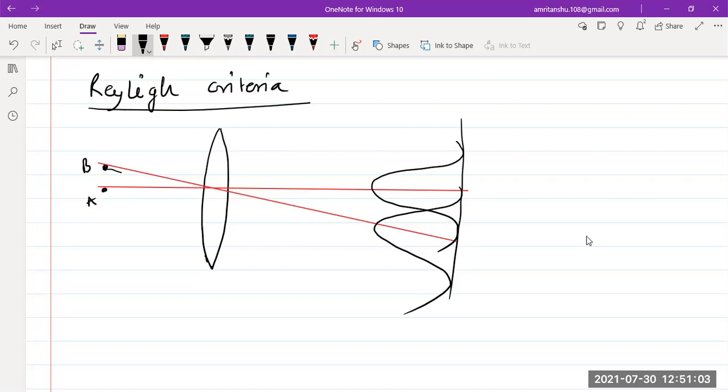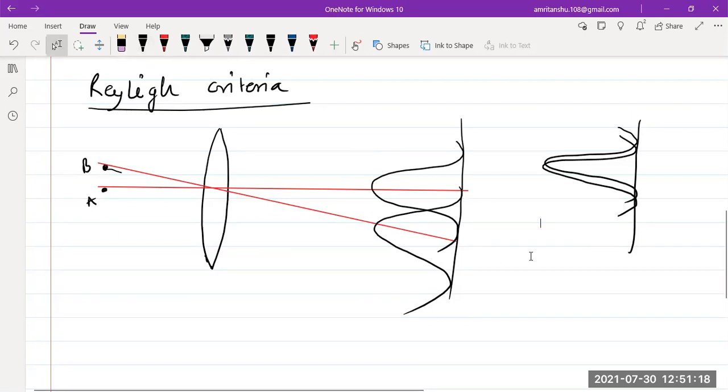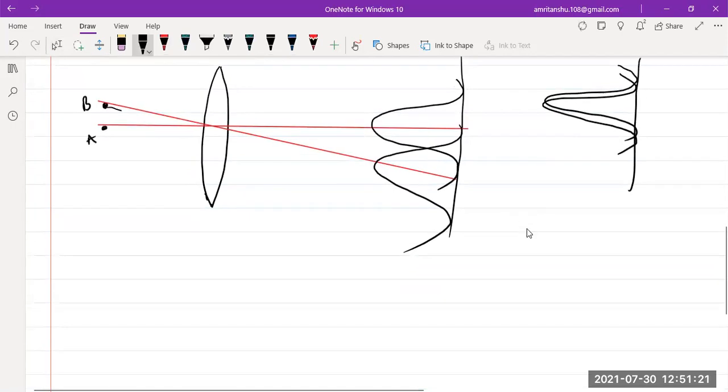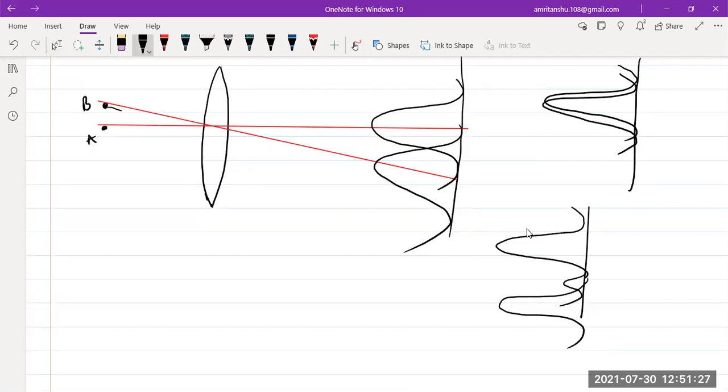Now the problem is, what if the maxima are like this? Then it's not so easily distinguishable. And if it is like this, it's very well resolved. So we can get maxima patterns in these three ways. If you see, the maximum of B lies on the minimum of A. This is the minimum of A, and this is the maximum for B.